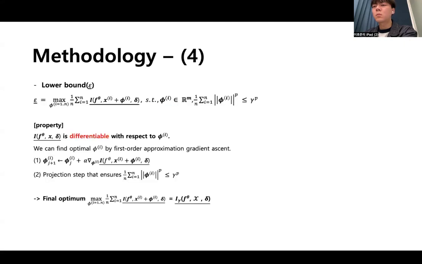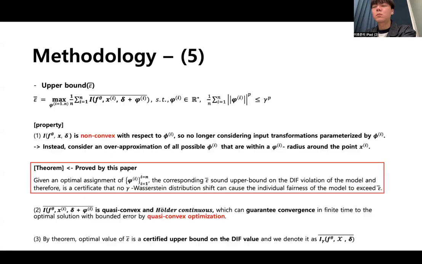We can find the lower bound of epsilon star through the approximated maximum discrepancy function using the PGD method, a type of adversarial attack. This approximate function is differentiable with respect to pi, allowing us to find the optimal pi using gradient ascent. By applying the pi obtained through the projection process to meet the previously defined condition, we can calculate the lower bound of epsilon star.